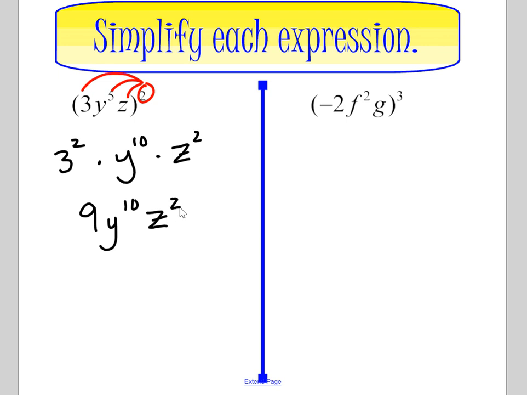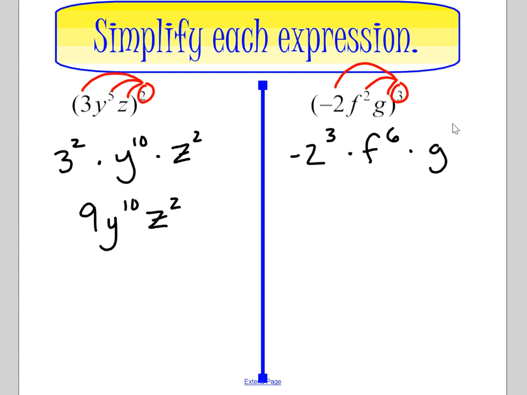Let's go ahead and look at our next problem. I am raising everything to the third power. So I have negative 2 to the third power, f squared to the third power, so 2 times 3 is going to be f to the sixth, and g to the first power to the third power is going to be 1 times 3, so it's going to be g to the third.